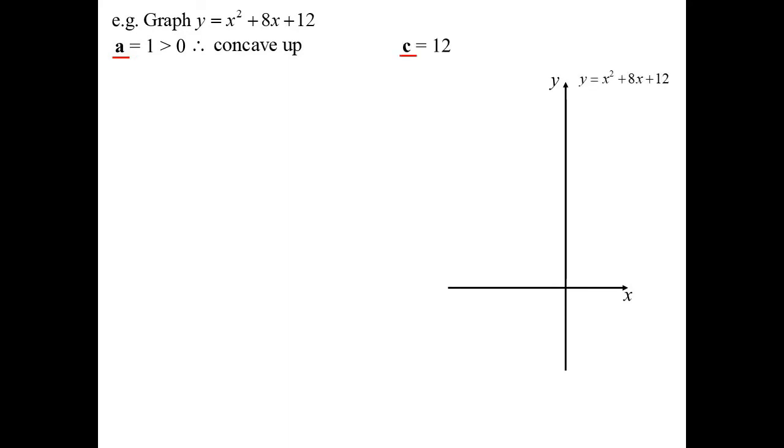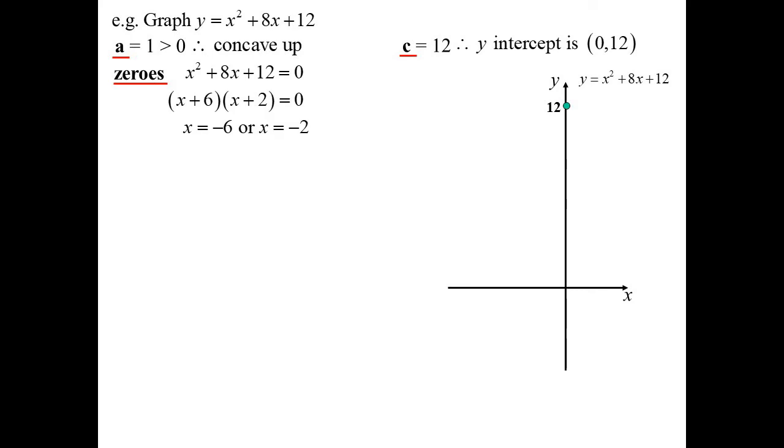c is equal to 12. Well, I might plot that straight away. The y-intercept is (0, 12). There it is. The zeros, let's solve it. Now, you probably would do some working out here depending on the equation, I suppose. And what do we end up with? -6 and -2. So let's plot those, starting to take a bit of shape.